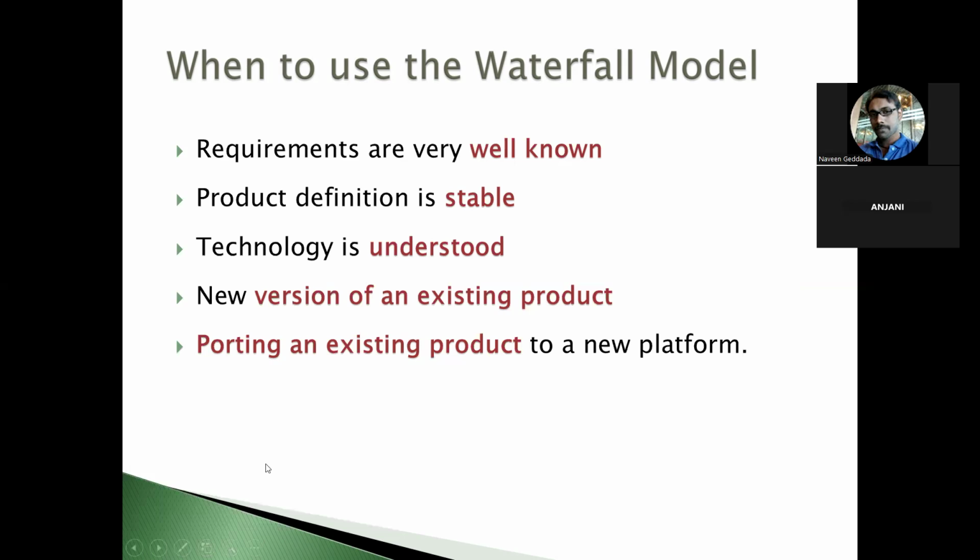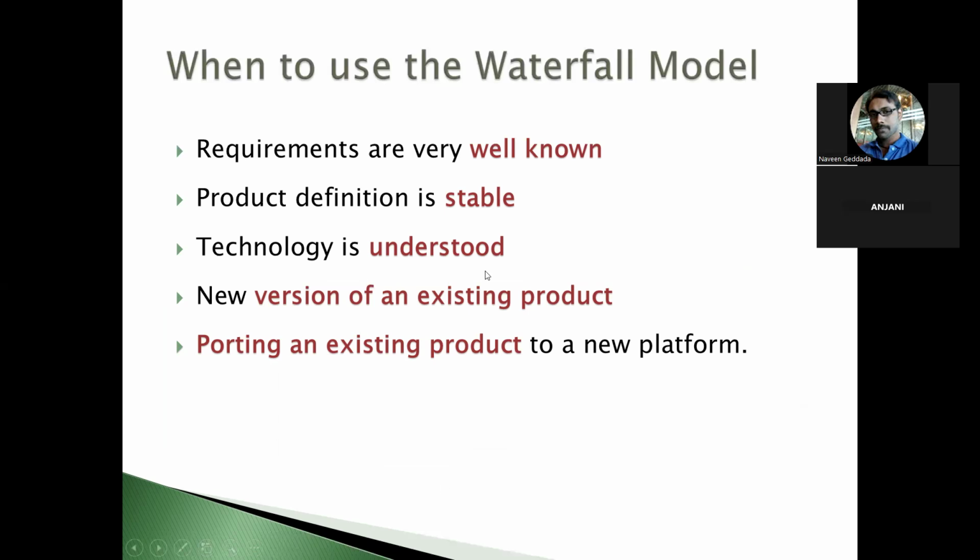Okay. So to follow this waterfall model, the requirements should be very well known, and we should have the product definition. The product definition should not be changed. We are not allowed to change any of the requirements or functionality. So the product definition remains standard, and there won't be any deviations in the scope of the project.